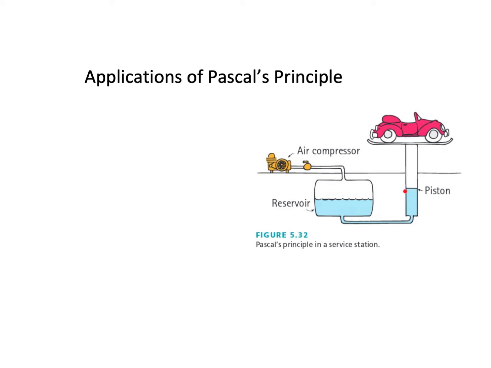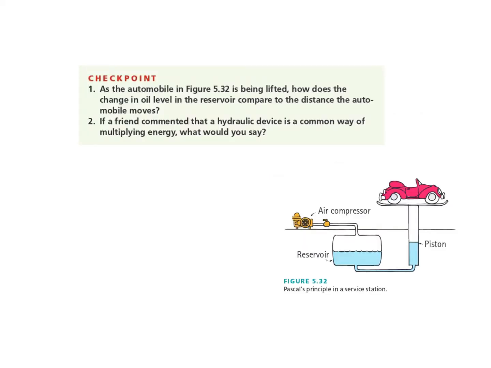Now that force per unit area is acting on a smaller area, so that means the force is getting magnified. And so for not a very strong force or air pressure over here, you can get tremendous lifting force on the other side, enough to lift a car up so that you can get underneath it and change the oil. So let's check our understanding with our checkpoint here.